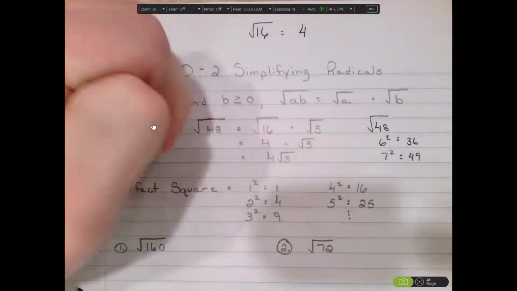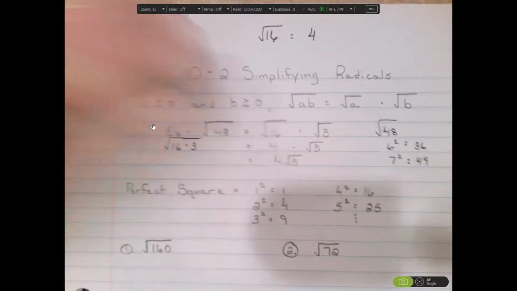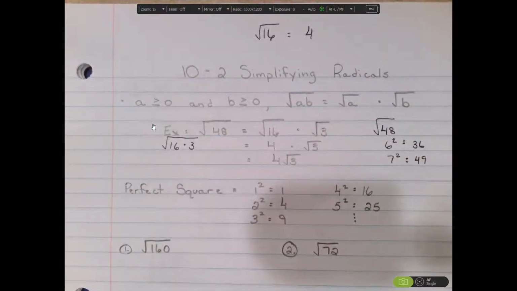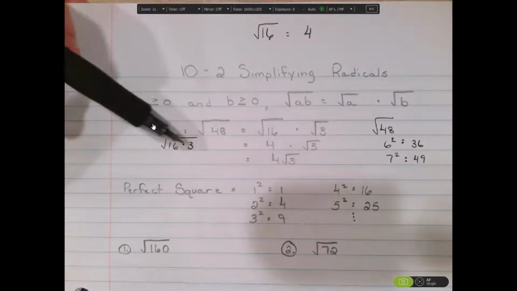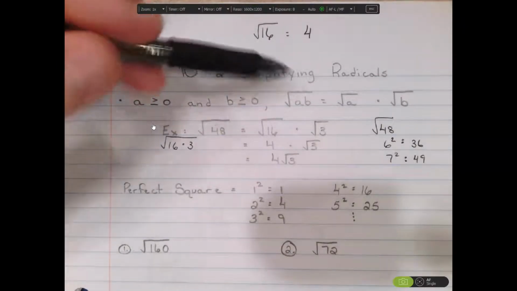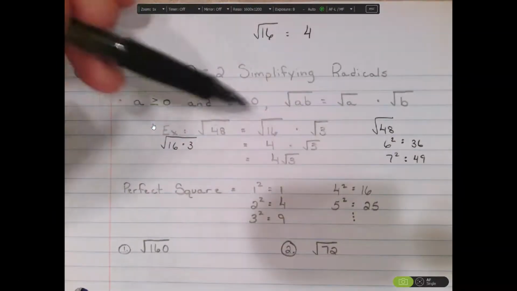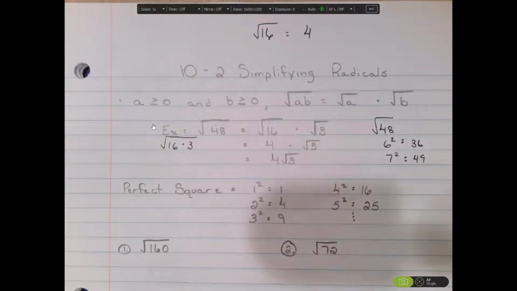It's the same thing, guys, as writing 16 times 3 and then putting that radical symbol over them. All I did was break down 48 into 16 times 3. And that's this step right here. The part where it's equal to, that's going to be equal to this step here. Now I can go through and I can simplify.